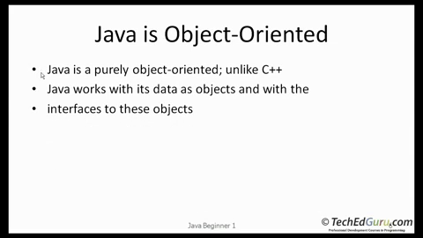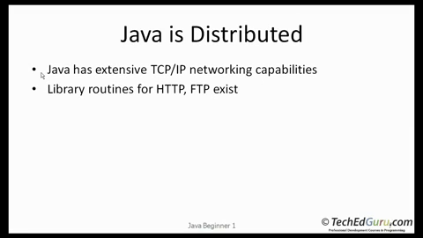Java is object-oriented. Java is a purely object-oriented programming language, unlike C++, which only supports object orientation. Java is considered a distributed programming language. It has extensive support for TCP/IP and networking capabilities. It also contains library routines for HTTP and FTP protocols.